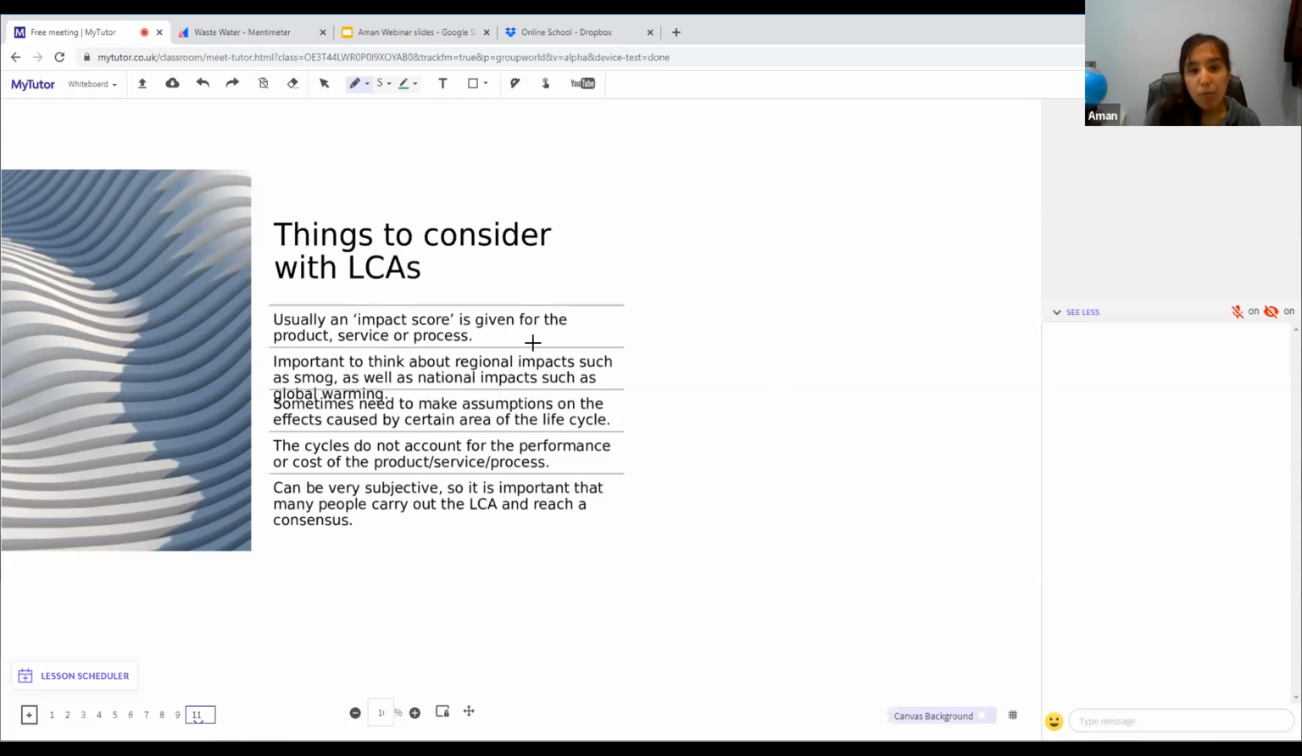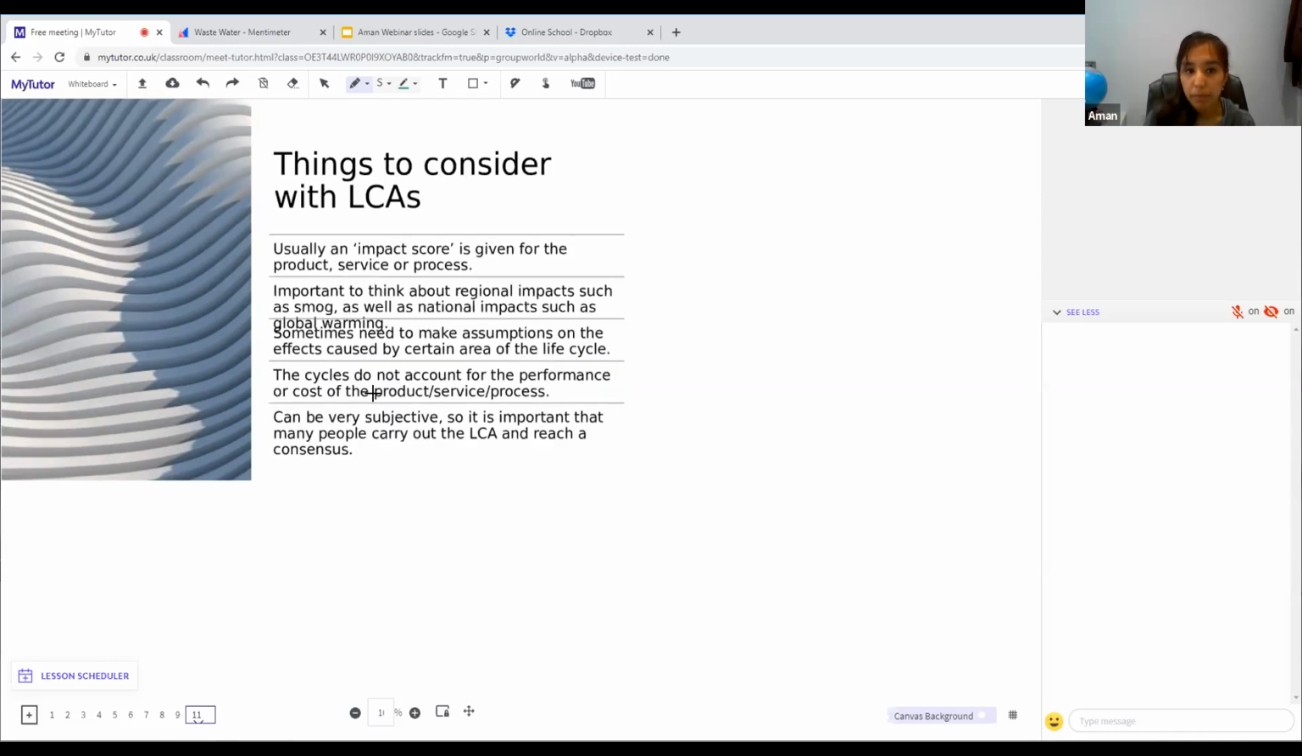It's important to think about regional impacts, such as smog, as well as the national impacts. Now, what that means is regional impacts are things that happen in the local area. So next to factories, you're more likely to get a lot of smog released. And smog, don't forget, is just carbon particles. But nationally, factories release a lot of gases, so specifically atmospheric pollutants, and they will go into the atmosphere and cause global warming. So the national impact will be global warming, but in the region of the factory, you would expect smog. So it's important that you think about both of those when you're doing a life cycle assessment.